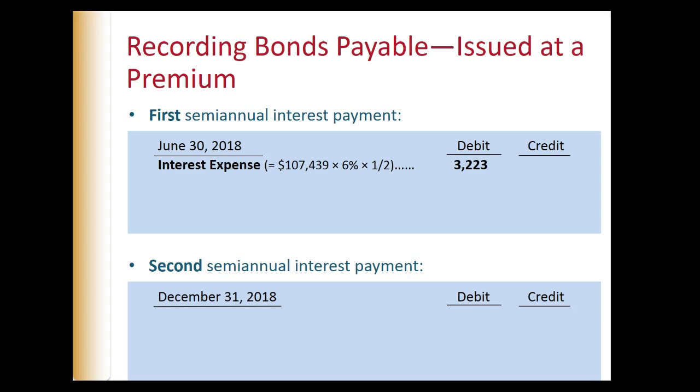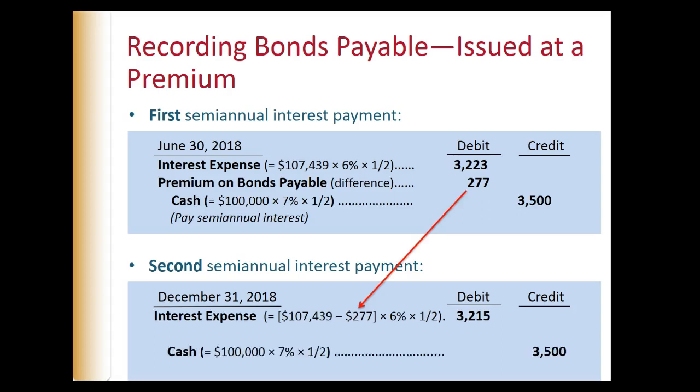On June 30th, 2018, California Coasters records an interest payment, assuming the bonds were issued at a premium, as shown in the next journal entry. Now, when bonds are issued at a premium, the carrying value of the debt decreases over time. That's why we debit premium on bonds payable, because the premium's decreasing over time. Since the carrying value of the debt decreases over time, interest expense will also decrease each semi-annual interest period.